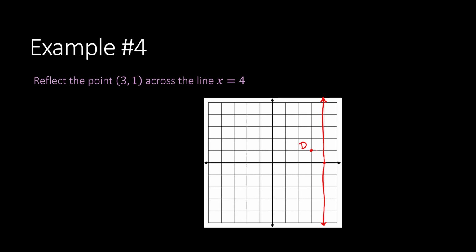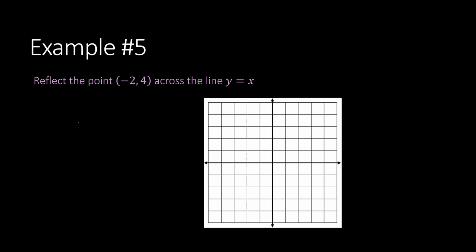All right, so D is 1 box away from my line of reflection, so I go 1 box to the other side, and that's D prime. So D prime is 5, 1. So no matter if we're using the x or y axis or using a line y equals a value or x equals a value, we're still just counting those boxes straight across to that line.